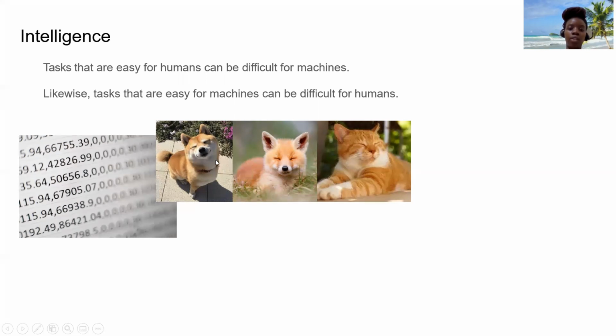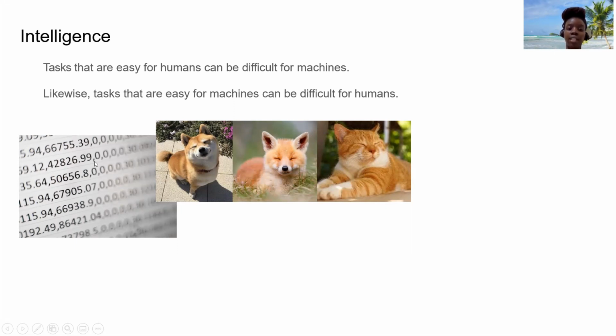For example, when you're given these three pictures, you're able to easily identify which is the dog, which is the cat, and which is the fox. However, when you give them to a machine, it may not be able to give the correct output, depending on the amount of training it has received.